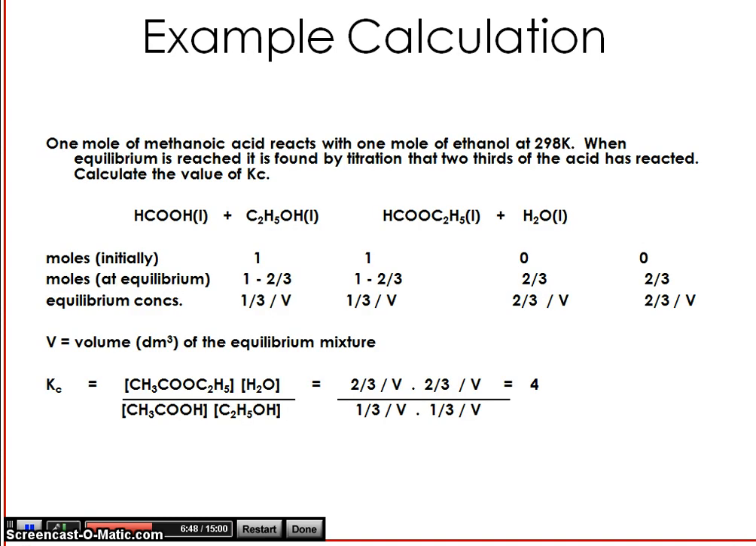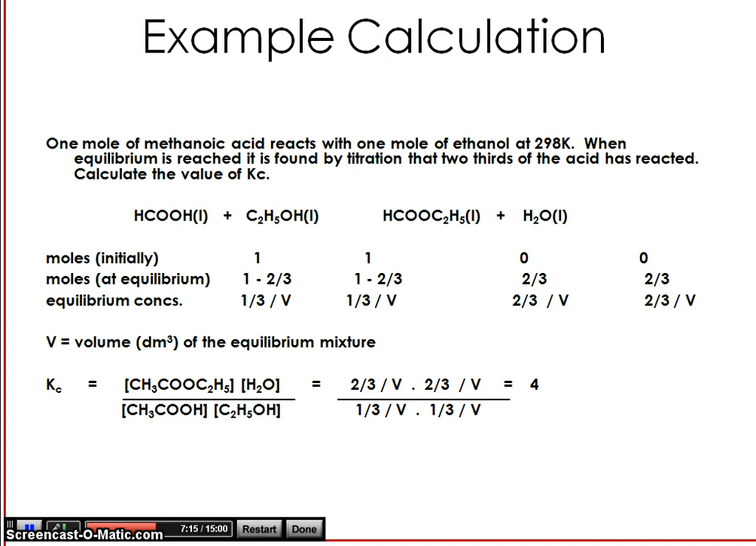So here's an example calculation where we talk about 1 mole of methanoic acid reacting with 1 mole of ethanol at 298 K. When equilibrium is reached, it's found by titration that 2/3 of the acid has reacted. Calculate the value of Kc. So step 1 is to write out the balanced chemical equation, which is written there. So you've got methanoic acid plus ethanol giving the ester and water.